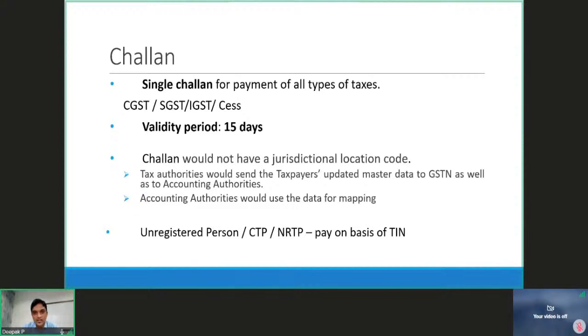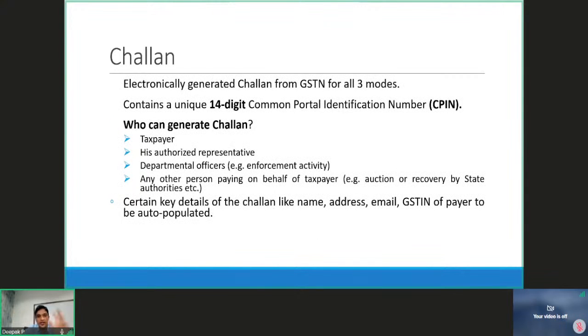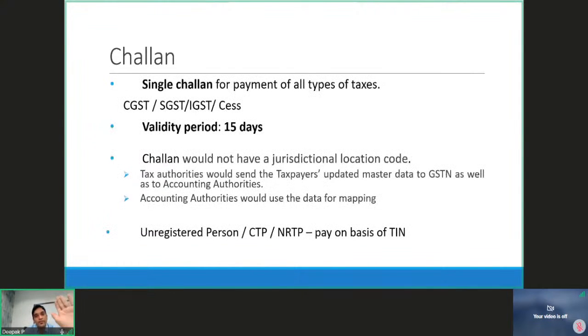The validity period of the challan is 15 days. Once I generate the challan, if it is offline mode, I have to make the payment within 15 days. If it is online mode, once I generate the challan and it gets saved, I have to make the payment within 15 days. I can make the payment instantly, or I can wait and make the payment later on also. However, the CPIN is a kind of temporary number, because the challan gets generated with the CPIN. After I make the payment, then the CIN comes into the picture.